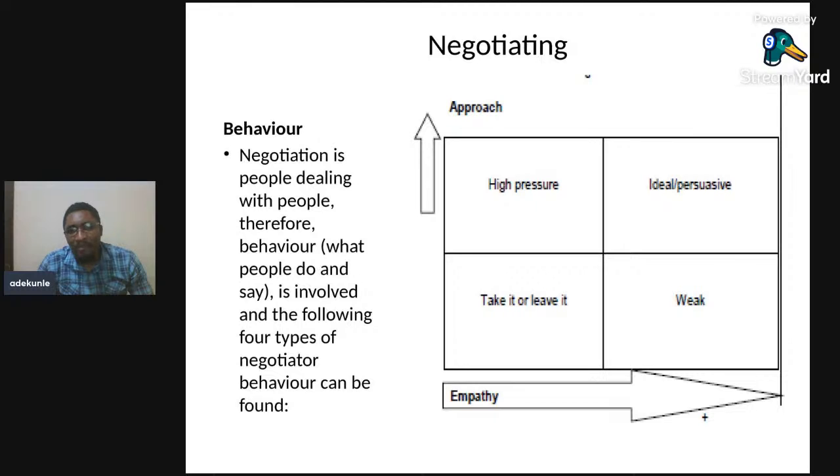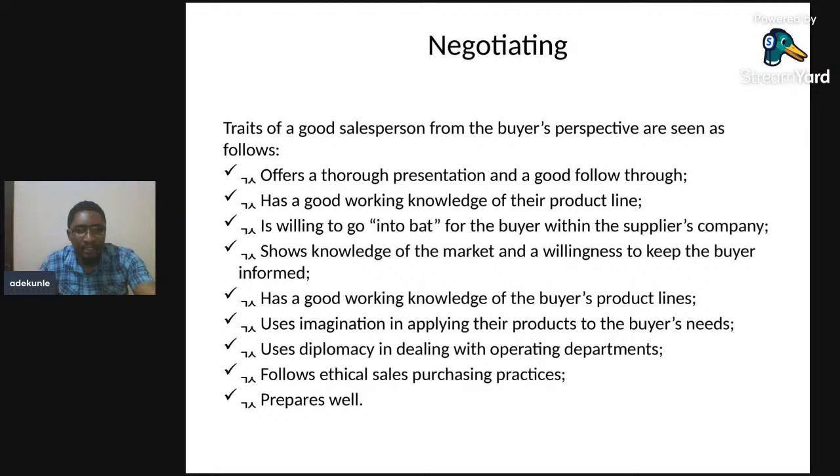But of course, when you see both empathy and approach, understand that you need to be ideal, you need to be very persuasive when you're dealing with such people. Empathy is good, but when your approach is low, it means sometimes you could be weak, but it will not take you out of the contest purely. So people are what you deal with when you're negotiating. When you're negotiating, you realize on the table what the traits are of this person you're dealing with.